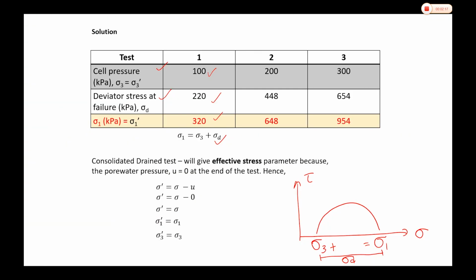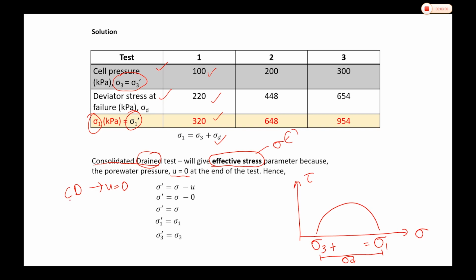Now, you can also see here that the sigma 3 is equivalent to sigma 3 prime and sigma 1 is equivalent to sigma 1 prime. This happens because the consolidated drained test will give you an effective stress analysis. When we are dealing with effective stress analysis, you will have this kind of symbol, the prime symbol. Consolidated drained gives you an effective stress analysis because the pore water pressure U at the end of the test will equal 0. In the CD test, U will equal 0.